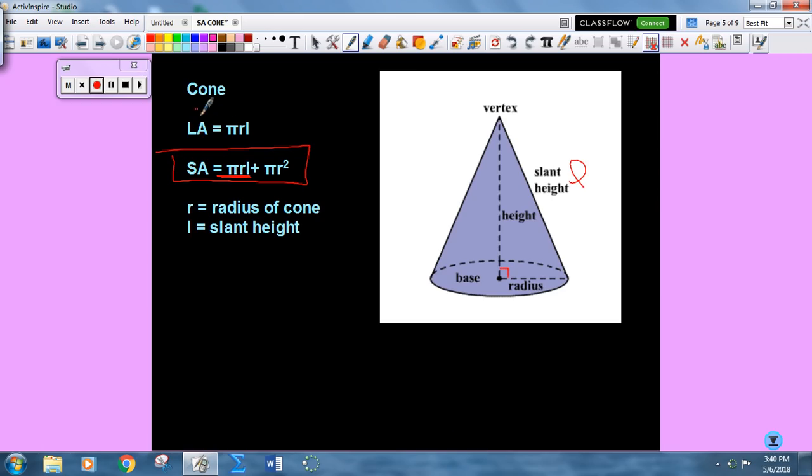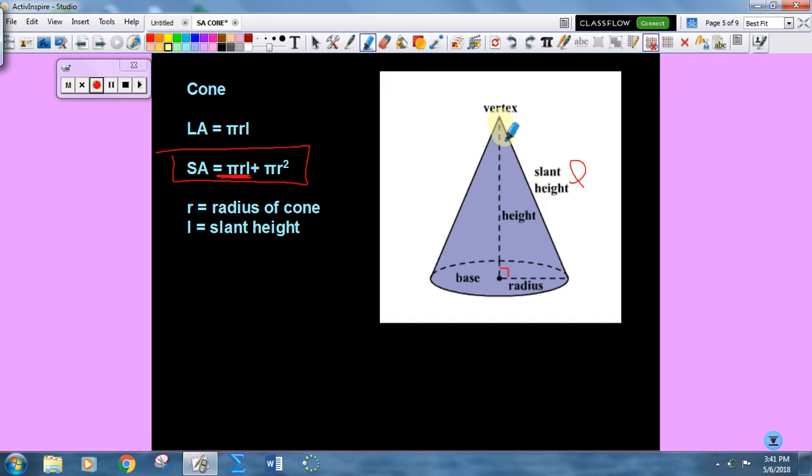Today we're going to talk about a cone. So a cone is one circle and then this funny looking triangle we get when we unroll it. So the lateral area is pi RL. Now L is a special dimension, which is the slant height. The height of the cone is perpendicular to the base, goes down the middle. The slant height is if I measure up the side here.